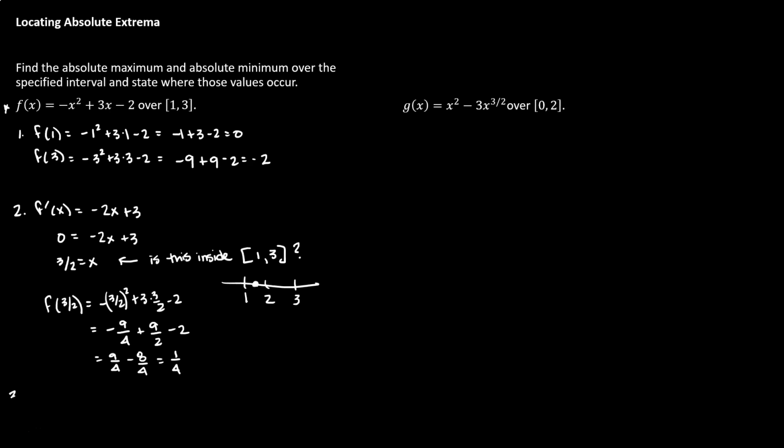Step 3 said to compare all of these critical values. So at x equals 1, we had 0. At x equals 3, our function was negative 2. And at x equals 3/2, our function was 1/4. From this list of values, we're going to identify our minimum and our maximum.